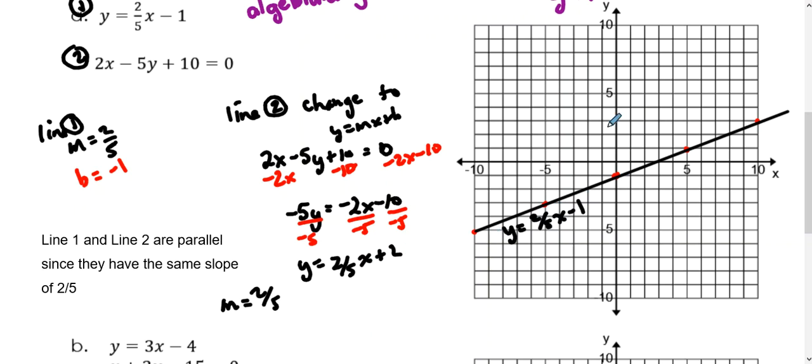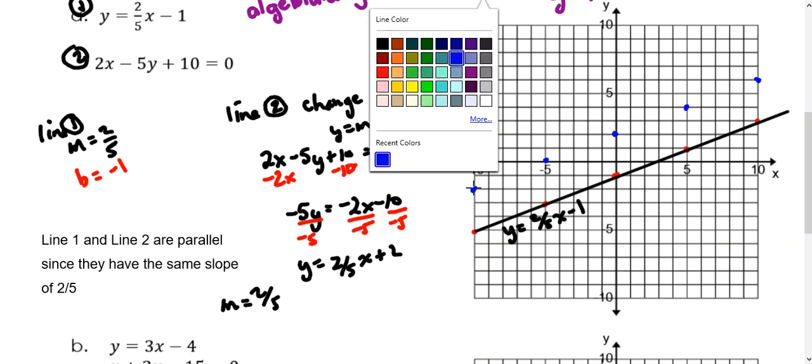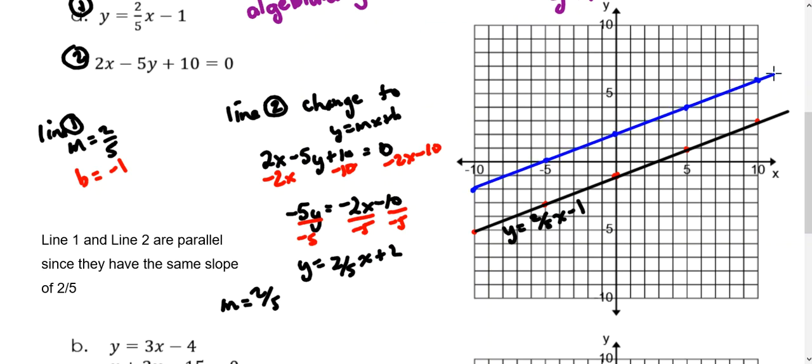This next one is +2, and it has the same slope. Same slope, parallel lines. Let's draw a line in. Let's make this one blue just for the sake of it. And this line is y equals 2 over 5x plus 2, or 2x minus 5y plus 10 equals 0. Parallel.